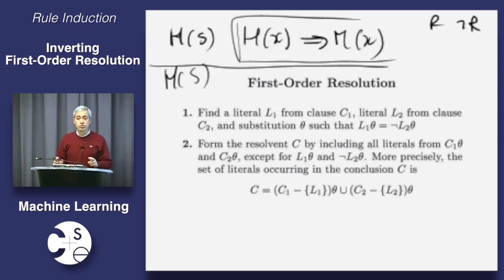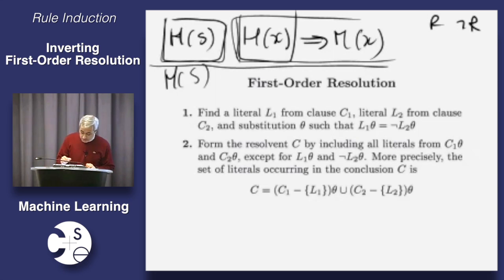So what I need to do in order for this to go through is I need to unify H of S with H of X. This is the technical term, unify. What we're doing here is called unification. I want to make these guys be the same. Why do I want to make them be the same? Because remember, H of X implies M of X is the same thing as not H of X or M of X. Once I've turned these two guys into the same thing, now they resolve. One is the negation of the other.